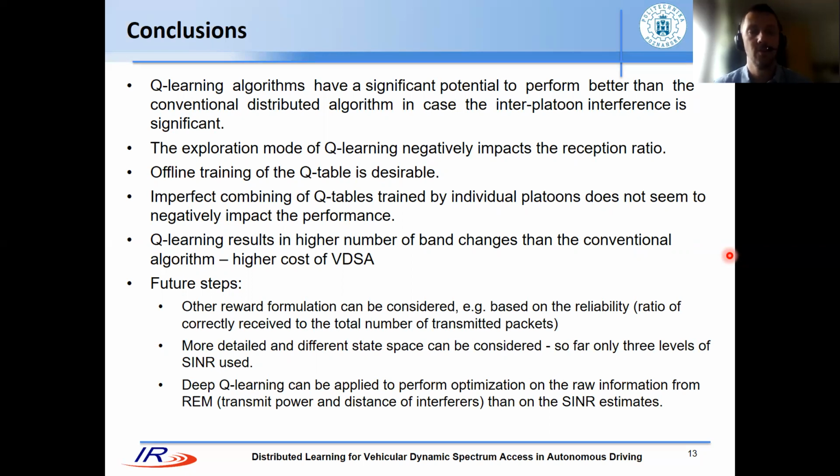The other option here is, of course, to change somehow the definition of the system space, of the state space. So we can, of course, consider more SINR quantization levels, but we can also consider other factors than the SINR, or even in the simplest form, the relative locations of the platoons. And finally, a more advanced extension here of this work is to apply the deep Qlearning, where we don't have to apply actually the learning of the Q table and so on, but rather will perform the optimization on the raw information from radio environment maps, right? So there will be no need to calculate the SINR estimates, but simply the deep learning algorithms will learn here to use the raw information, for example, on the location of platoons and their transmit power and DTT power to simply adapt to proper conditions.